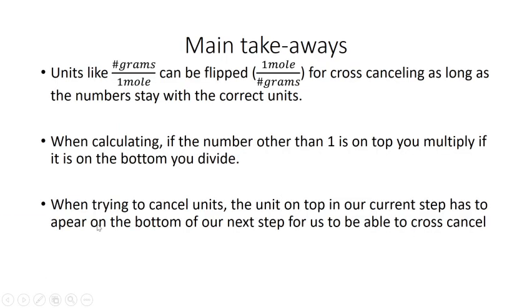Okay, so main takeaways from the second section. Units like our atomic mass here, grams per mole, can be flipped, 1 mole per number of grams, for cross-canceling as long as the numbers stay with the correct units. When calculating, if the number other than 1 is on top, you multiply. If it is on the bottom, you divide. And when trying to cancel units, the unit on top in our current step has to appear on the bottom of our next step, well, or some other step in there for us to be able to cross cancel it.